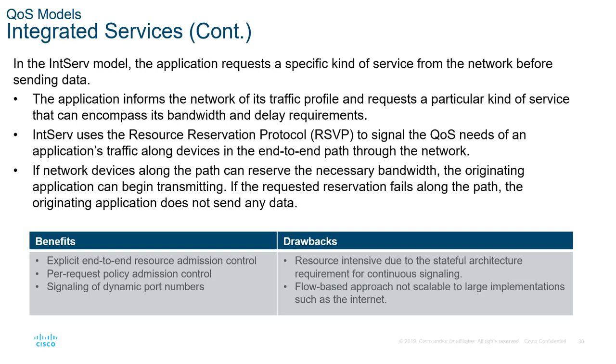In the IntServ model, the application requests a specific kind of resource or service from the network before sending its data. There are some benefits. One of the nice things is that IntServ will use the Resource Reservation Protocol, RSVP, to signal QoS needs and application requirements. The benefit is explicit end-to-end resource administration control, better overall management of QoS. It does a per-request policy admission, and it will signal for dynamic port numbers.